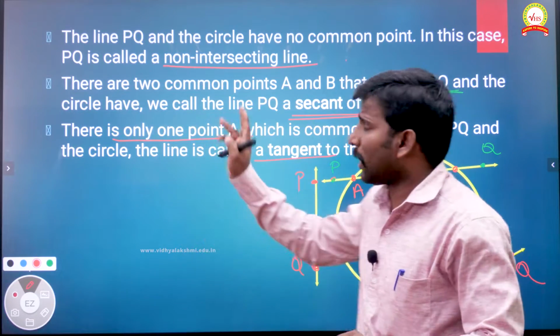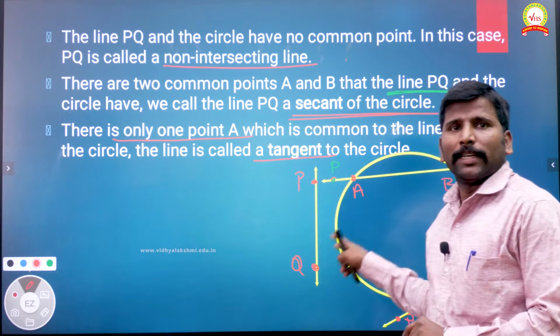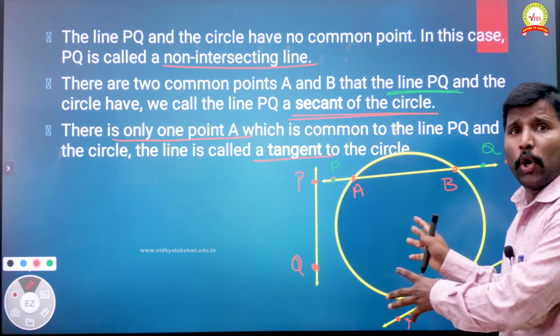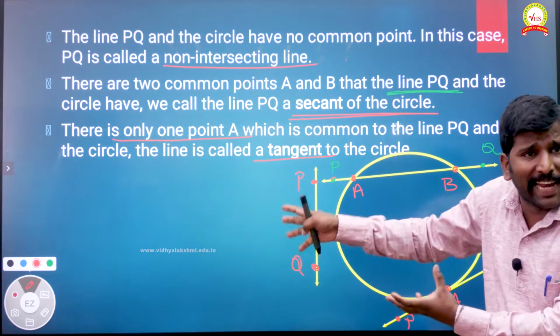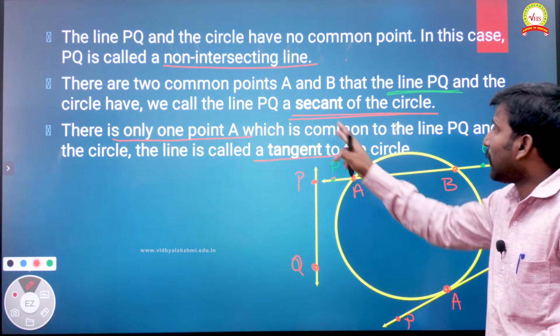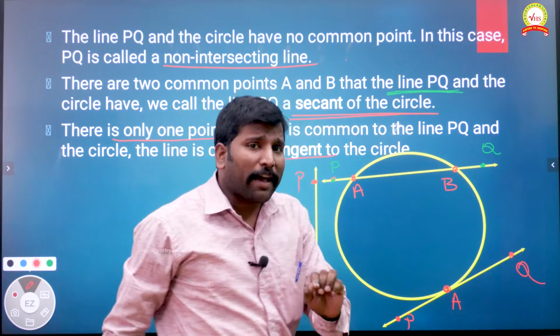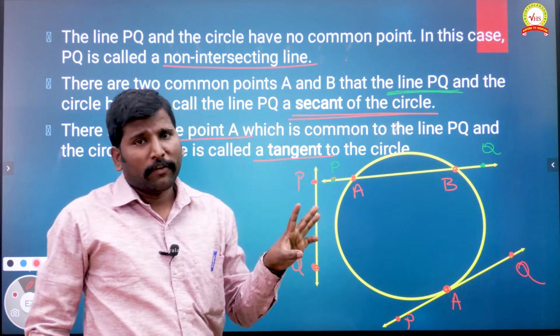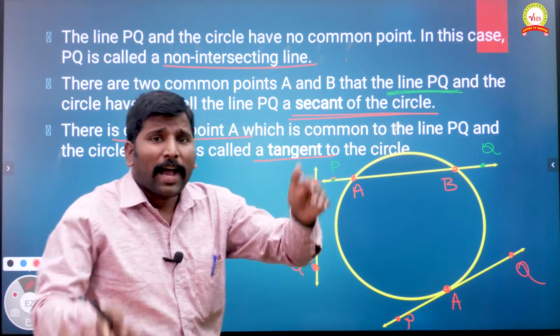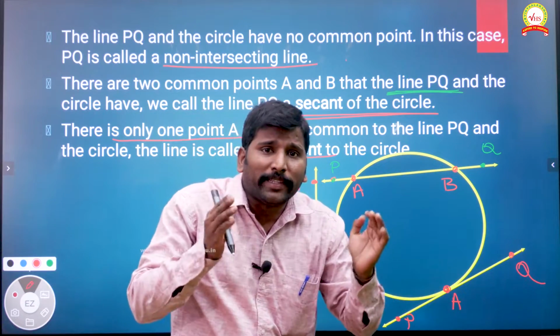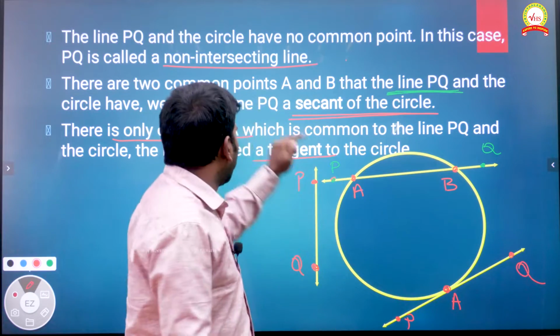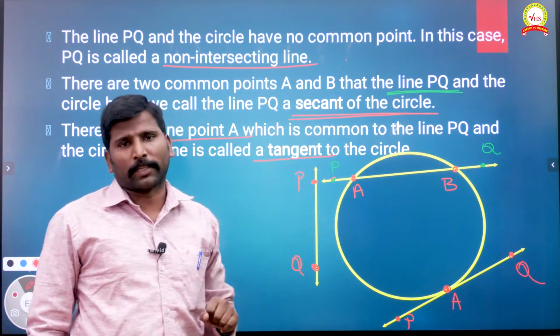First point, see Raja, there is a line PQ and a circle. There is no common point for both the line and the circle, in the sense that it is called a non-intersecting line. Next, we have two common points. At the same time, that is not a line segment, that is a line. In the sense, it's a secant of the circle.